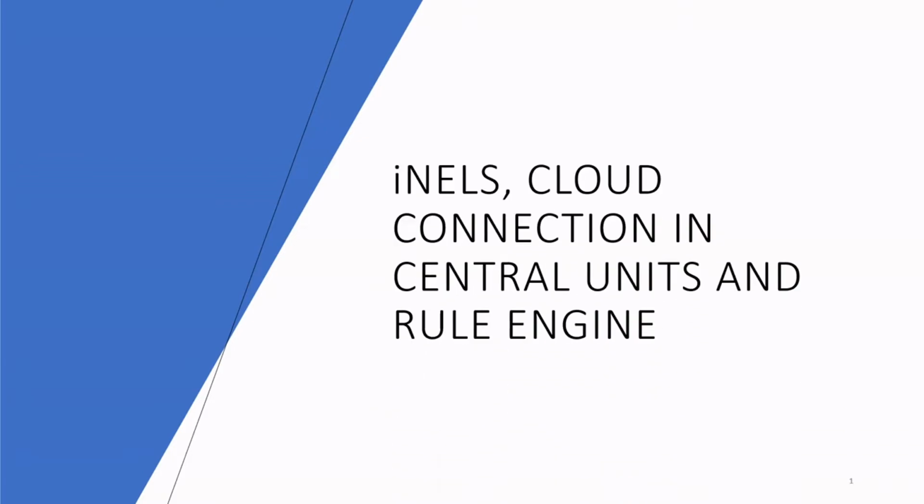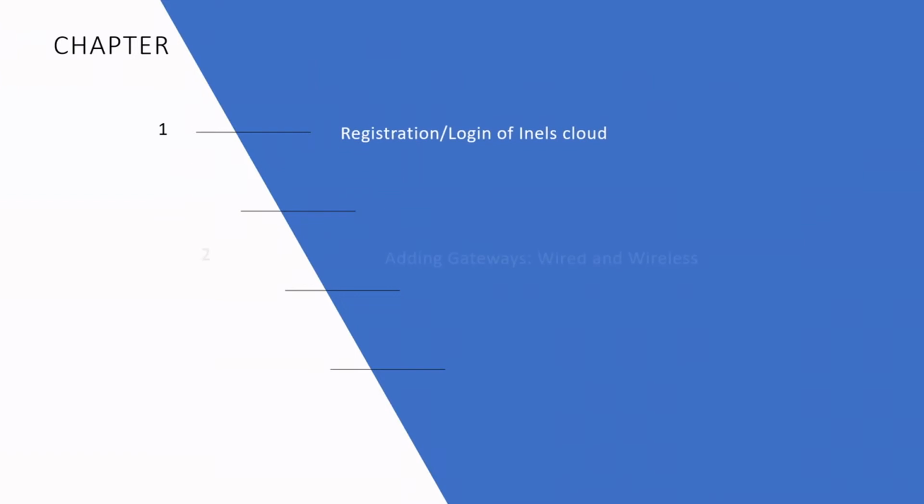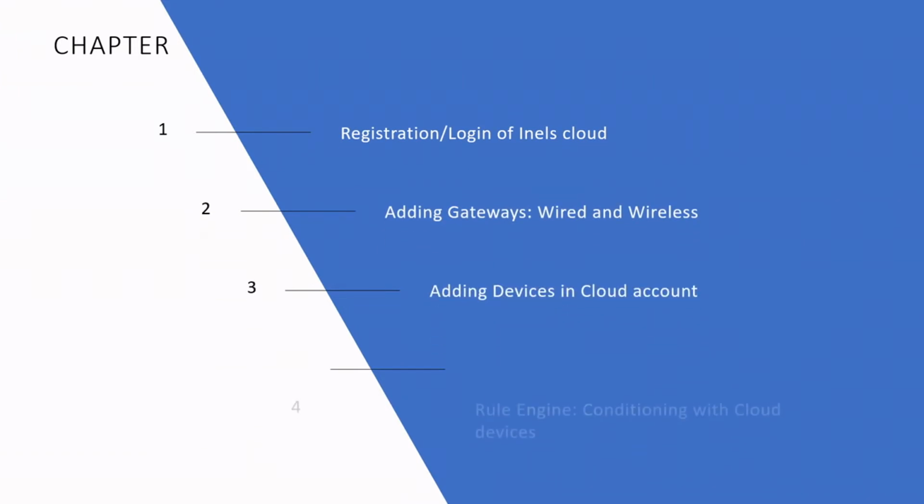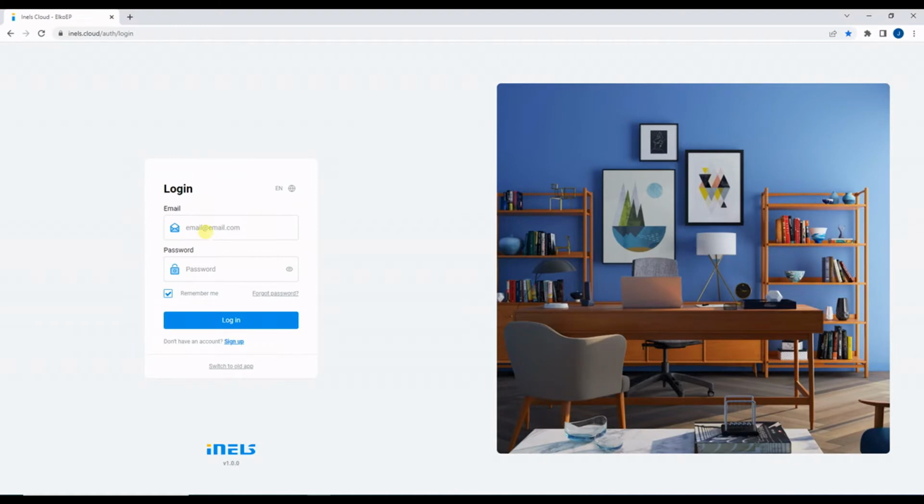In this section, we will talk about Inert's cloud connection in central units and rule engine. So the topics covered in this section are registration and login of Inert's cloud, adding gateways, wired and wireless, adding devices in cloud account, and the rule engine conditioning with cloud devices.